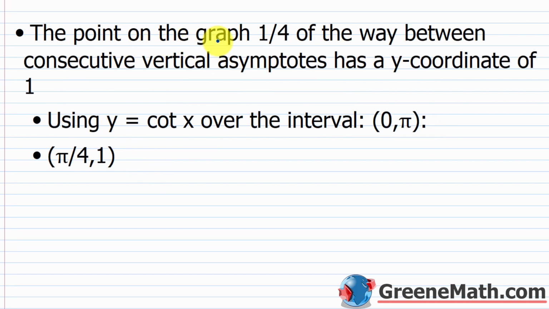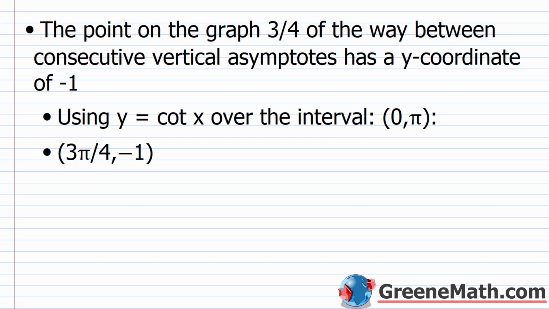Then the point on the graph 1/4 of the way between consecutive vertical asymptotes has a y-coordinate of 1. So we saw that already. If you're using y equals cotangent of x over the interval from 0 to pi, with both being excluded, you're going to have pi over 4 comma 1. Lastly, the point on the graph 3/4 of the way between consecutive vertical asymptotes has a y-coordinate of negative 1. Again, using y equals cotangent of x over the interval from 0 to pi, with both being excluded, you saw that we had 3 pi over 4 comma negative 1.